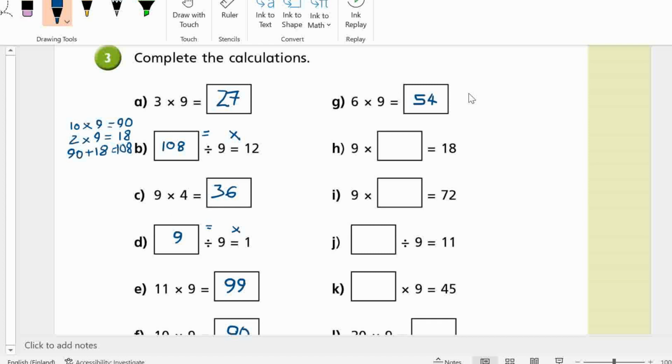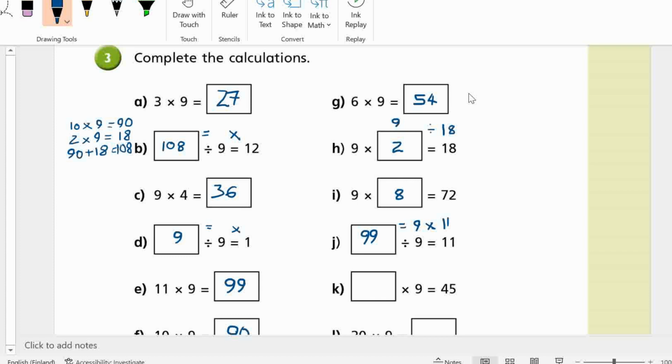Okay, so now for this one, again you need to go backwards. 18 divided by 9 will give you this answer, 2. Yeah, you can also see 9 times 2 is 18. 9 times what is 72? 8, good. Okay. What do you divide by 9 to get 11? So again, you can do 11 times 9. What does that give you? 99. So 99 divided by 9 gives you 11.